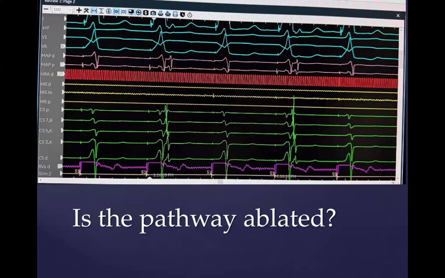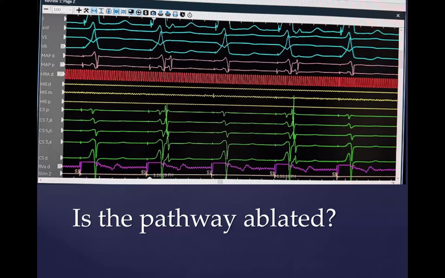And this is one of the reasons why we usually wait 20 to 30 minutes after ablation. Some electrophysiologists will wait an hour. And also the reason why we never declare victory. When I come out, I always tell patients that there is a small chance that the pathway can recur.